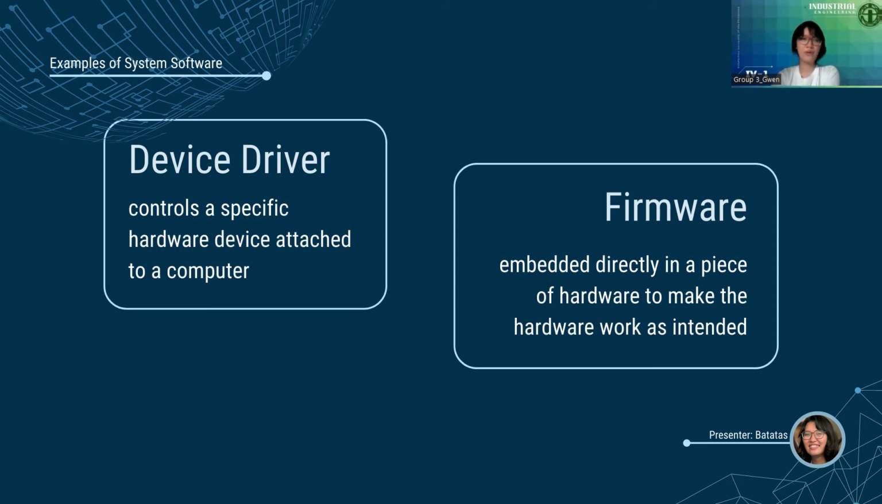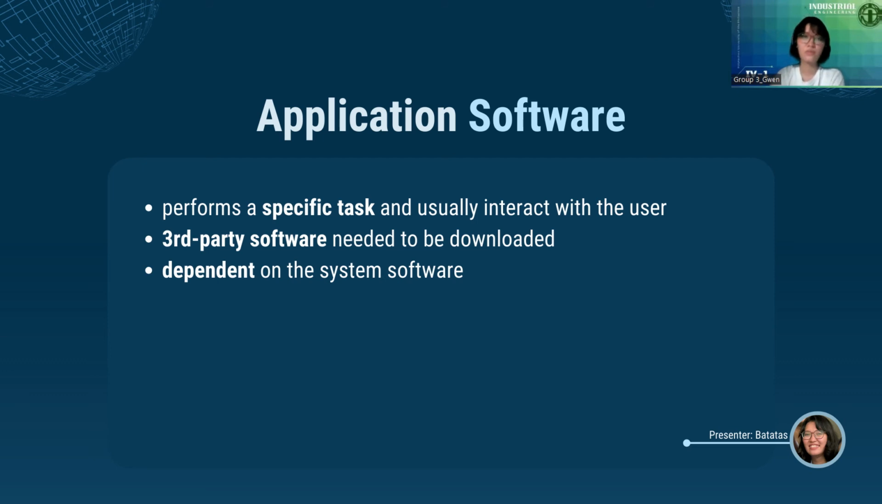Next, we have the second type of software, which is the application software, which we are all familiar with since nagagamit natin siya araw-araw. And mas visual siya compared sa system software. So application software are third-party software needed to be downloaded. Unlike system software, they perform a specific task and usually interact with the user. So, ayun nga, kaya nung nasabi ko kanina, mas visual siya. So, ito, mas familiar tayo dito. So, unfortunately, the application software is dependent on the system software.